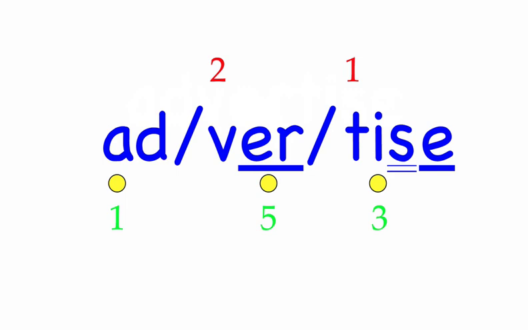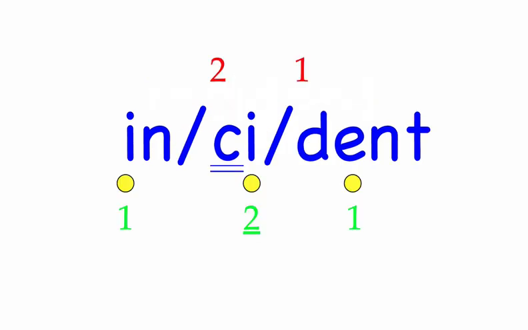Incident. There was an incident at school today. In has two sounds: i, n. Ci, two sounds: s, i. Dent, four sounds: d, e, n, t. Incident. Mark the word.